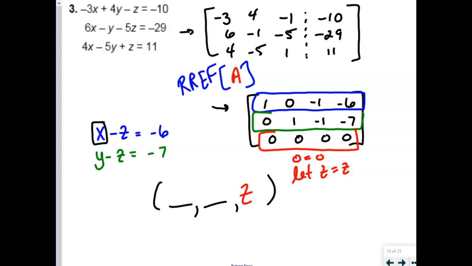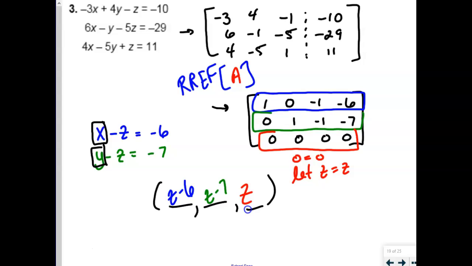Go ahead, Adam. What'd you get? Love it. So we rearranged this by adding the z over and got z minus 6. That's a way we can find x. And then how about for y? And z is z.